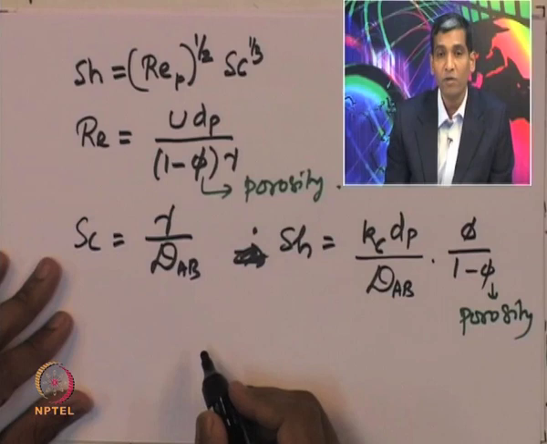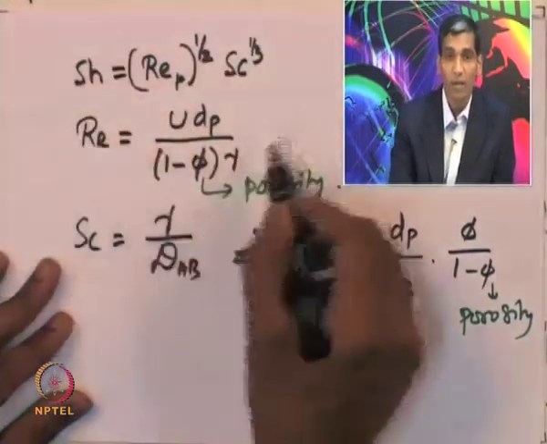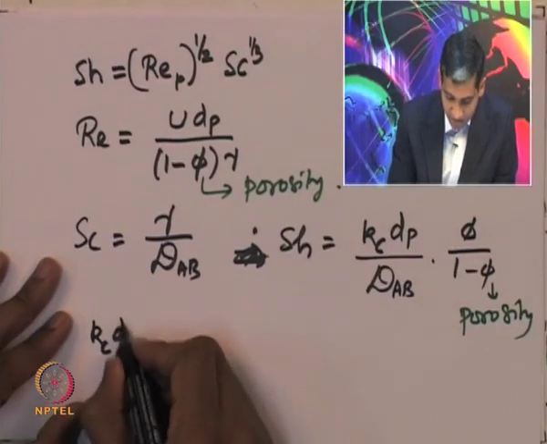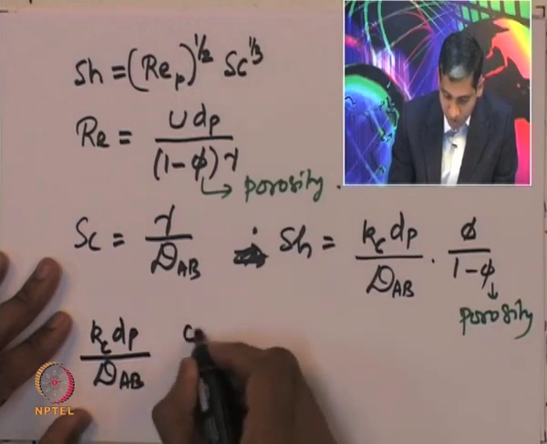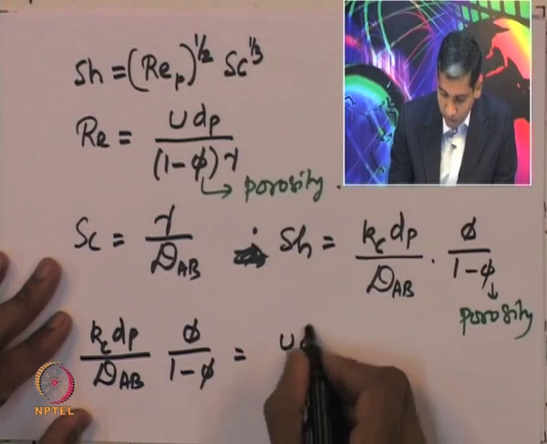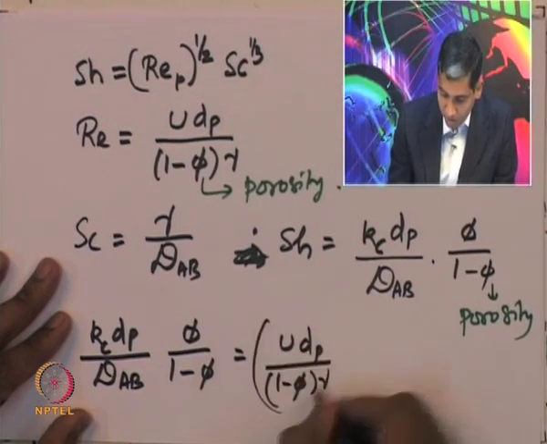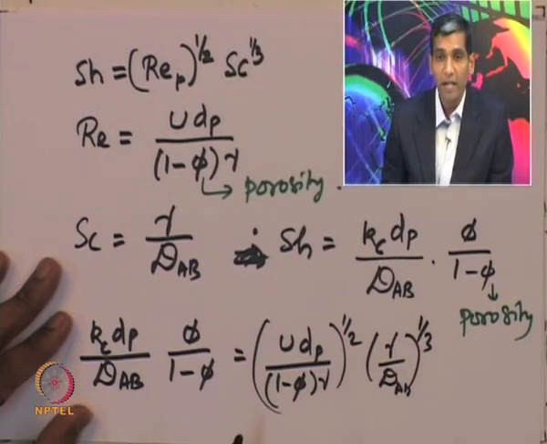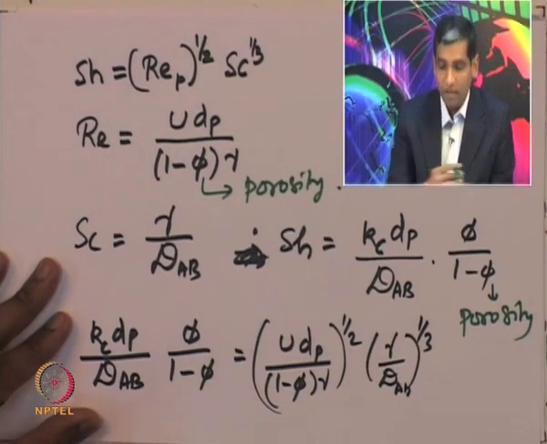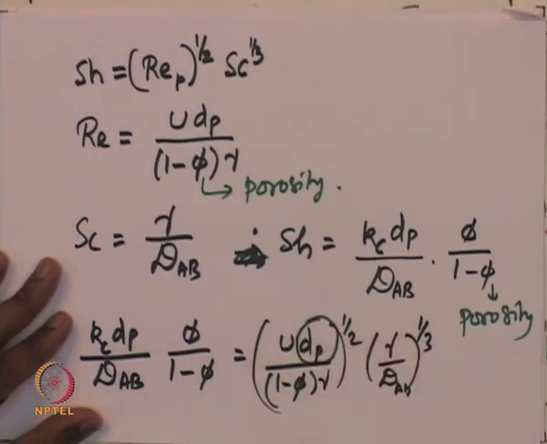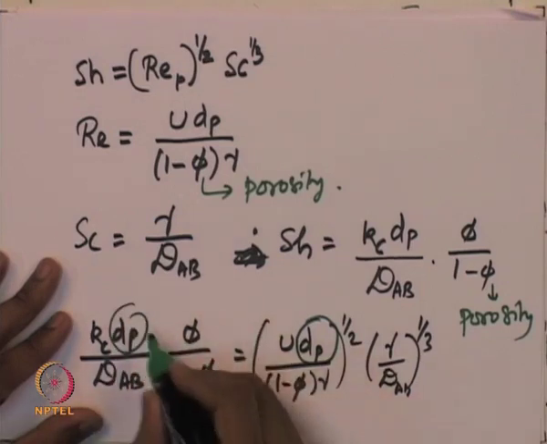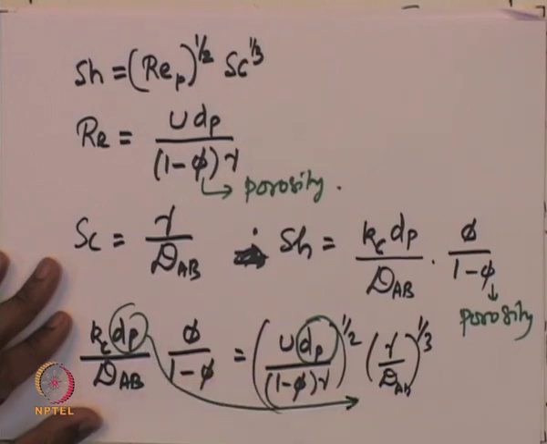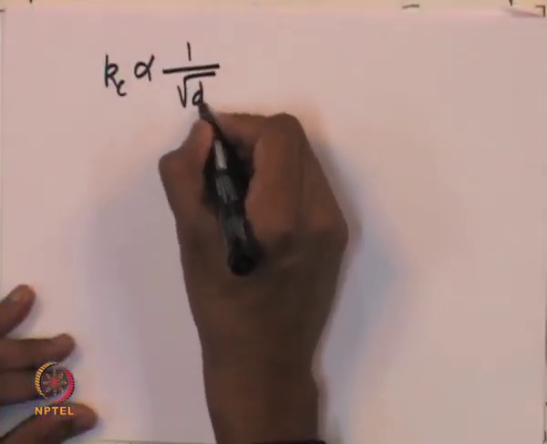Now we can substitute these expressions into the Thornes-Kramer relationship. We see that Kc dp by D_AB into phi by 1 minus phi equals u into dp divided by 1 minus phi into nu, to the power of half, into nu by D to the power of 1 by 3. From here we can deduce that Kc is a function of the square root of dp, which appears in the Reynolds number term. If we divide this expression by dp, we find that Kc is proportional to 1 by square root of dp.